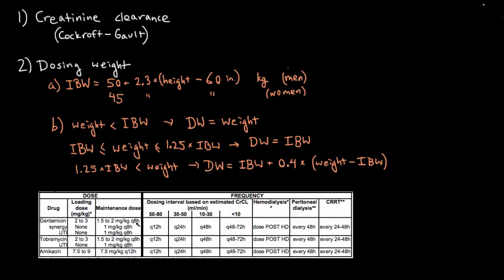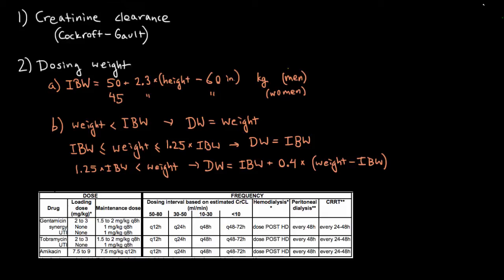Well, in that case, you're not going to give it every 8 hours. You're going to give it perhaps every 12 hours if the creatinine clearance is 50 to 80, or every 24 hours if it's 30 to 50, and so on. Now you can notice that if you're treating a gram-positive infection, you're using gentamicin for synergy, there's going to be no loading dose. And likewise if you're treating a UTI. Now for amikacin, the numbers are a little different, but the procedure is exactly the same.